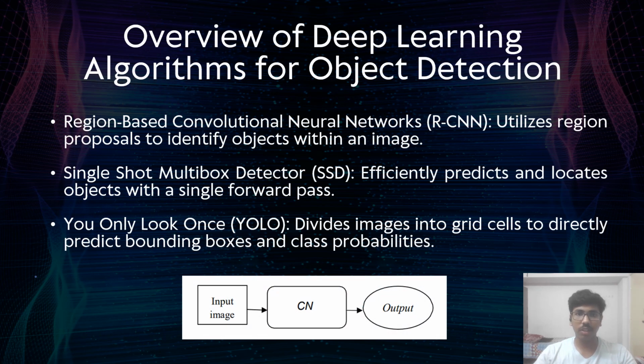An overview of deep learning algorithms for object detection. Region-based convolutional neural networks (R-CNN) utilize region proposals to identify objects within an image. Single-shot multi-box detector (SSD) efficiently predicts and locates objects with a single forward pass. You Only Look Once (YOLO), which is a very popular object detection algorithm, divides the image into grid cells to directly predict bounding boxes and class probabilities.